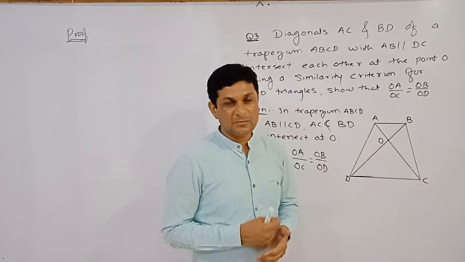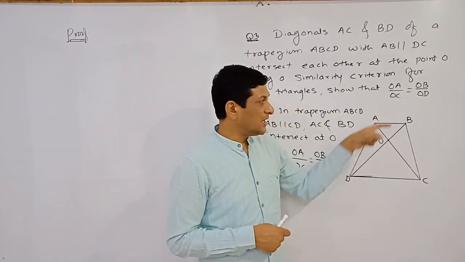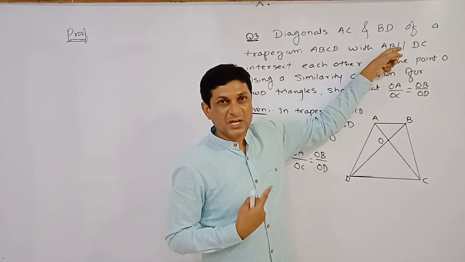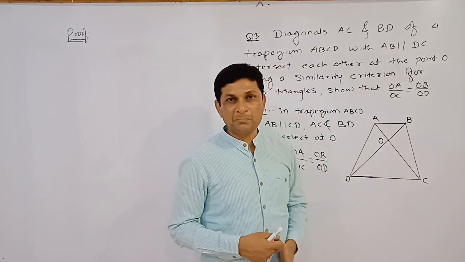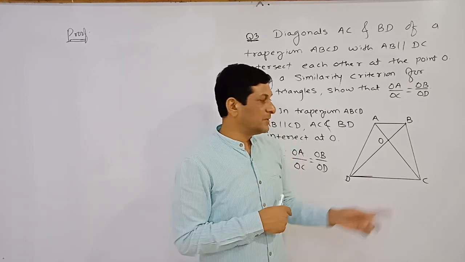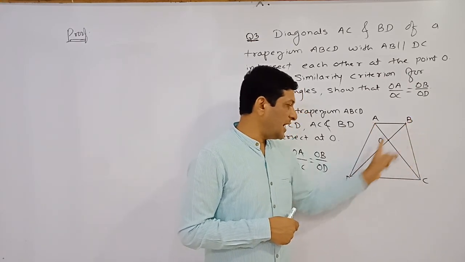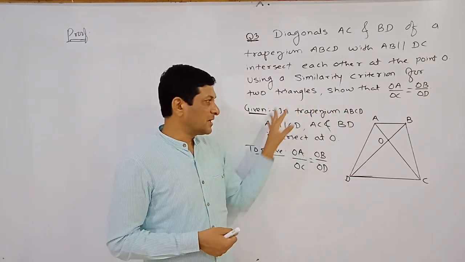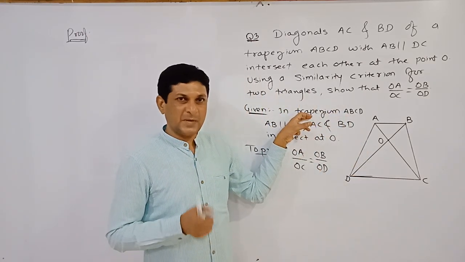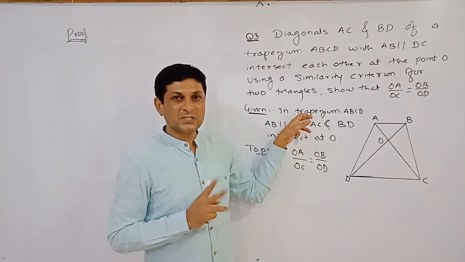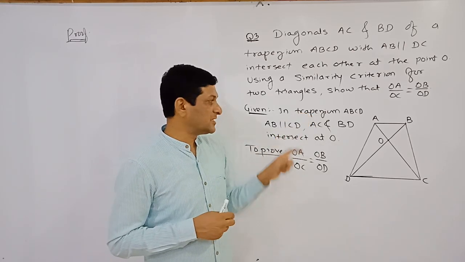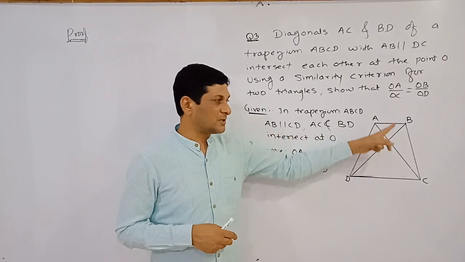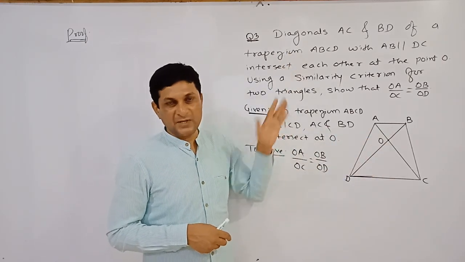ABCD is a trapezium, and according to the given condition, AB is parallel to what? DC. It is given to us which are the parallel sides in this trapezium. AB and DC are parallel to each other, and it is also given that the diagonals AC and BD intersect each other at point O. Already we have written here the given condition. The quadrilateral is a trapezium, AB is parallel to CD, and these two diagonals intersect each other at point O. All these are the given conditions.